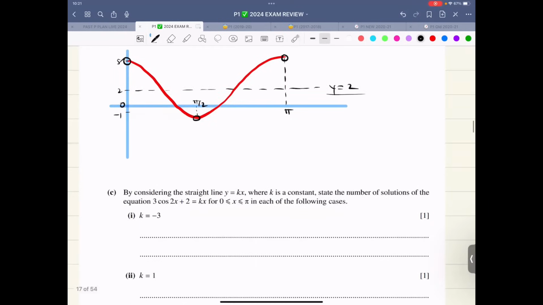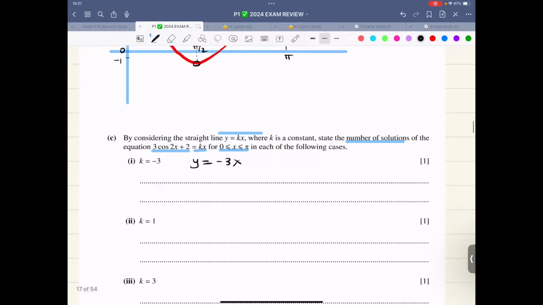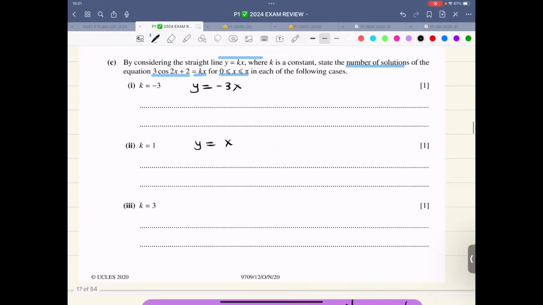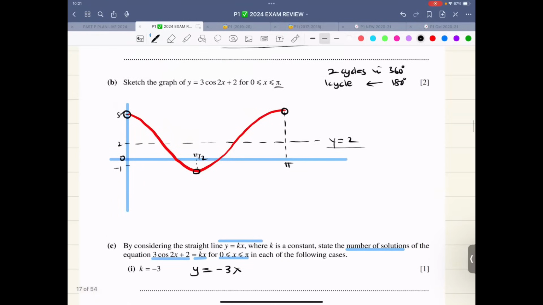Now it says, by considering the straight line y = kx. So let me highlight this. y = kx, where k is a constant. State the number of solutions of the equation for x between 0 and pi in each of the following cases. Now, k is a constant. It's y = -3x, y = x, y = 3x. Now, over here, you need a little bit of accuracy. We know that pi is 3.142. We know that 2 pi is 6.284.